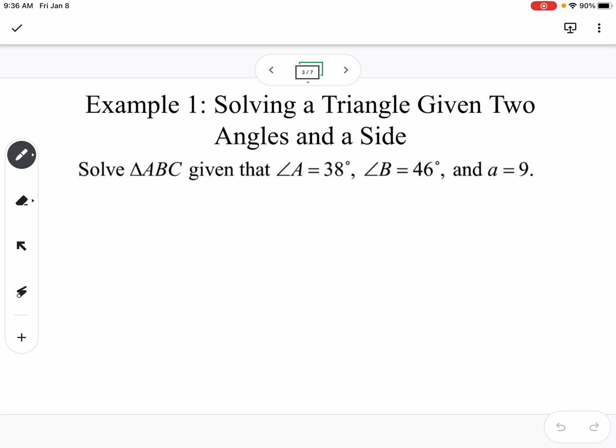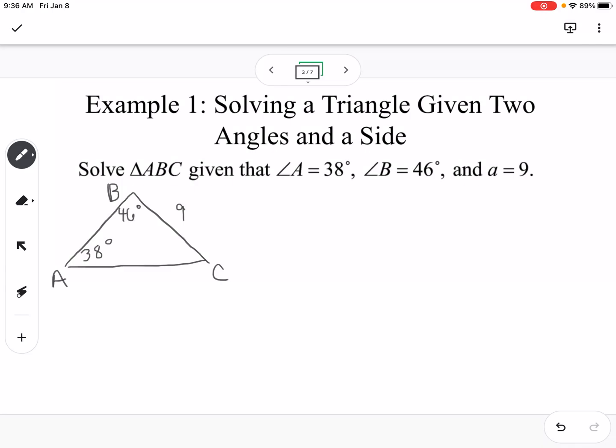So our first example, we're solving a triangle given two angles and a side. So we have angle A is 38 degrees. I'm going to draw a triangle here. So I'm going to put this A, B, C. Again, it doesn't really matter where we put these, but so this is 38 degrees. Side a is 9. Angle B is 46 degrees.